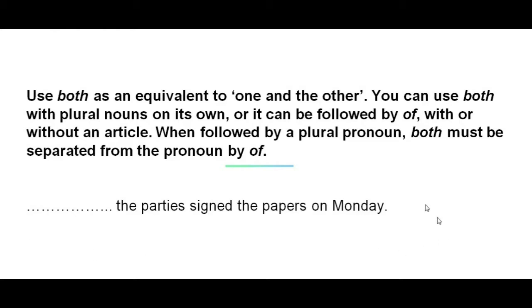Now, read the following sentence and fill in the blank using the appropriate distributive. The parties signed the papers on Monday. Both of the parties signed the papers on Monday.